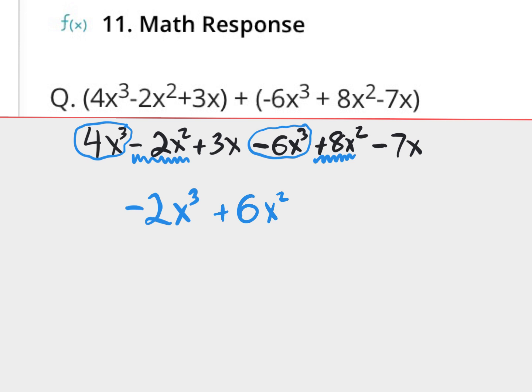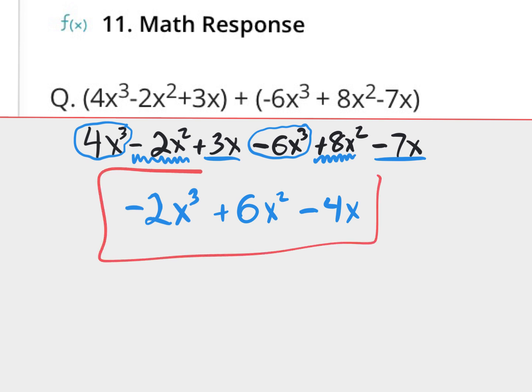And then we move on to our x's. Well, we have a 3x here. We have a minus 7x there. And again, thinking of money, you have 3, you owe 7. You're going to owe 4 of those dollars, but in this case of those x's. This is your answer right here.